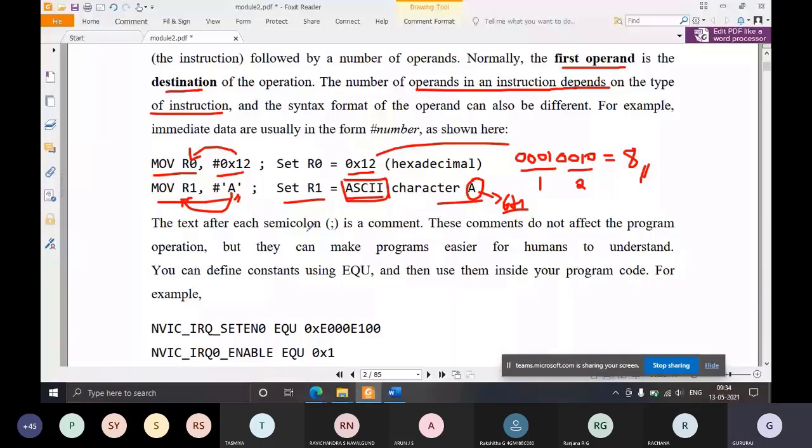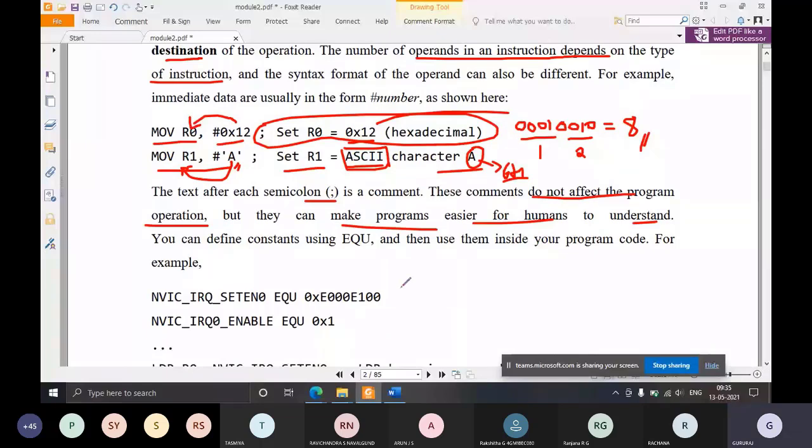Now the text after the semicolon, whatever you have written there, is the comment. We know that. These comments do not affect the program operation, but they can make the programs easier for humans to understand. So that is the use of the comments.